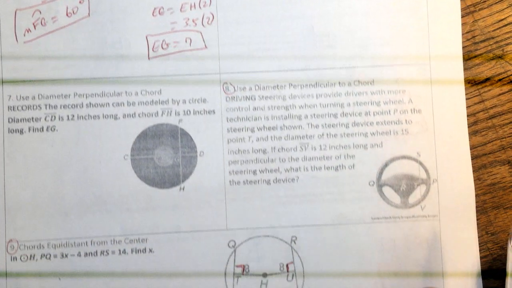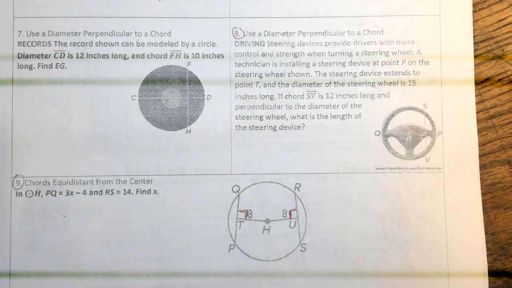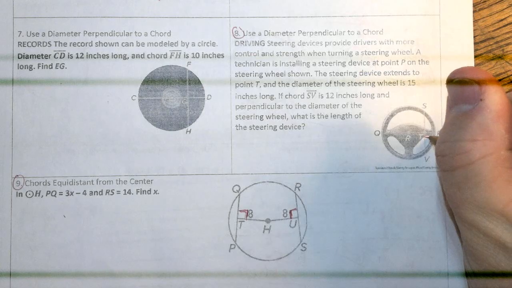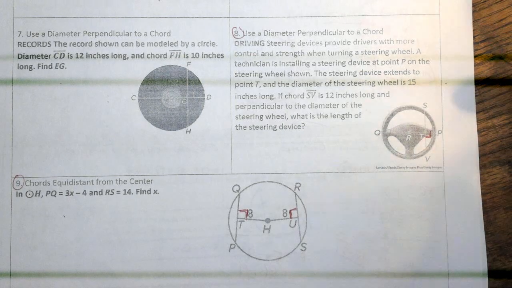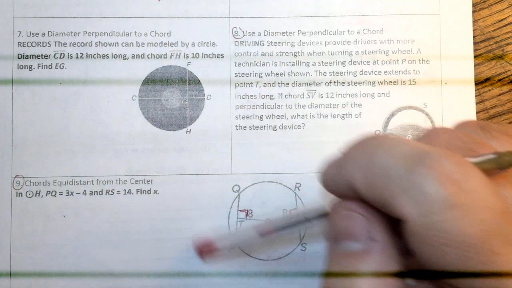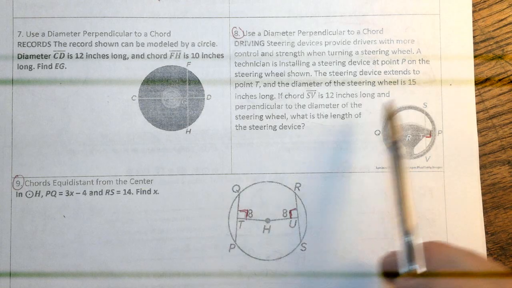Scooching down the page, number 8. I'm switching over to that because we did talk about this one in class, and I gave you the right answer, but I gave you the wrong reason, and I told you I wasn't really comfortable with it. So using a diameter that's perpendicular to a chord, that's what this is. This one's actually easier. So do the harder one here.